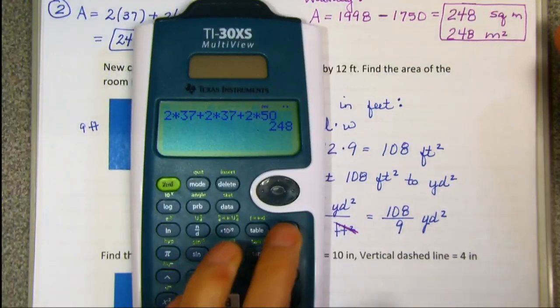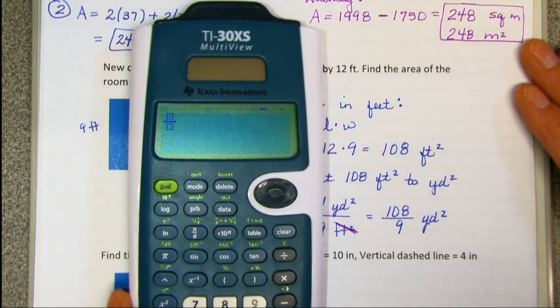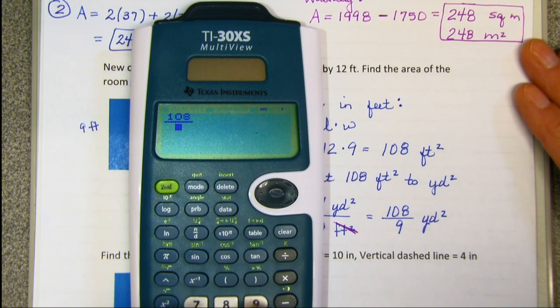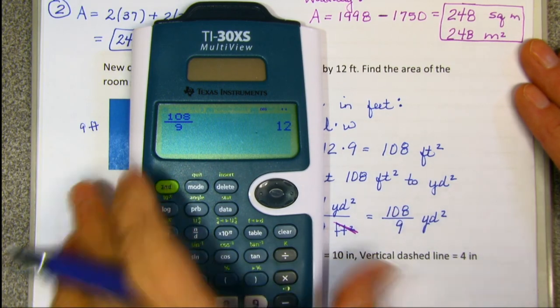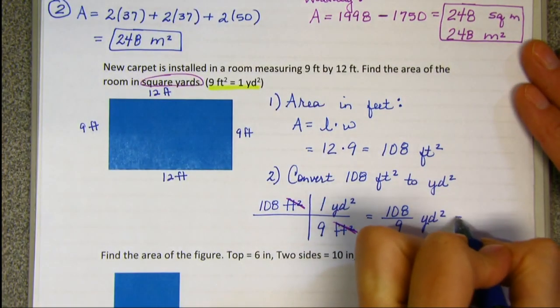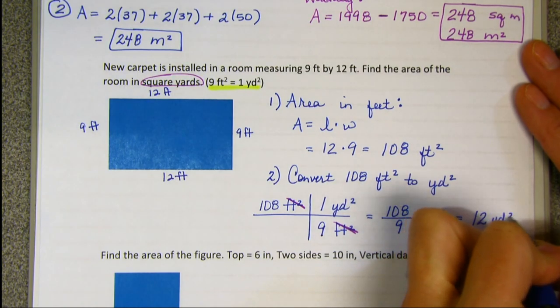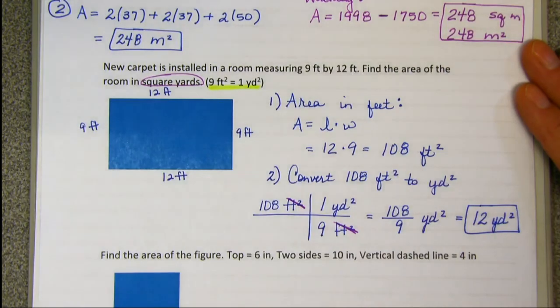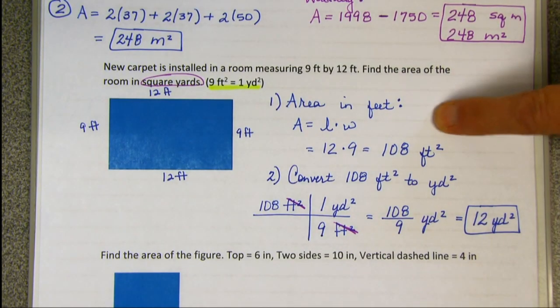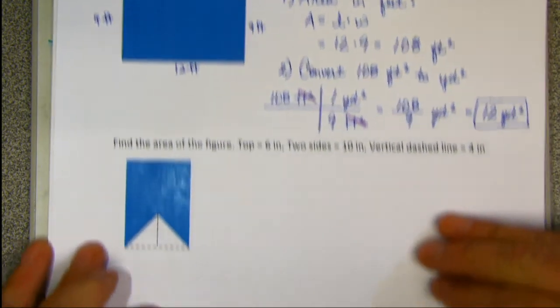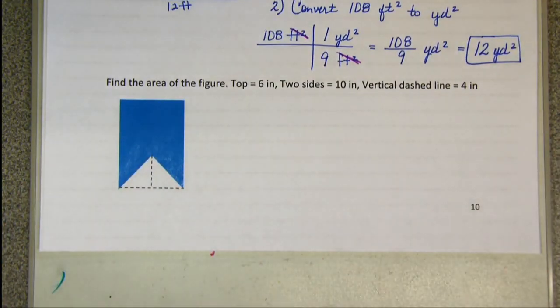Now, my guess is it's probably going to want that in a different form. I'm going to see if it reduces, and guess what? It gives me a whole number of 12. So what you would enter into WebAssign would be 12 yards squared. Okay? So you first have to find the area and then convert the units. All right, the last picture for this set of notes.